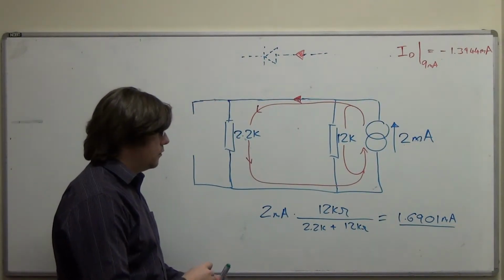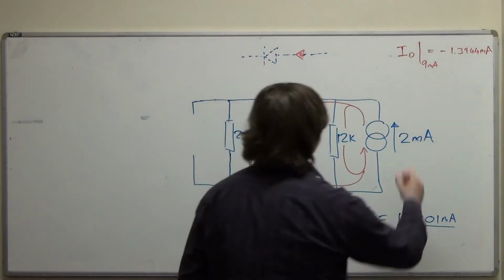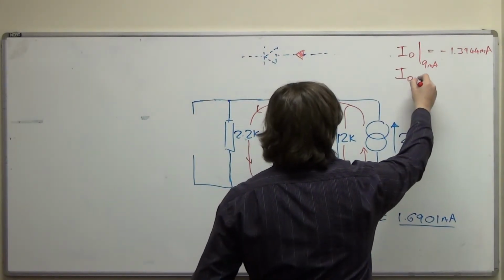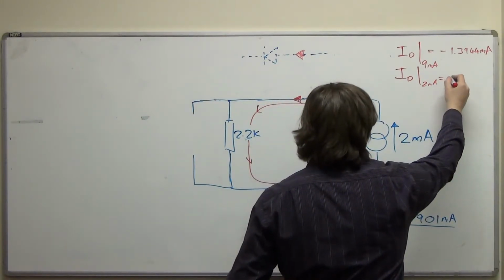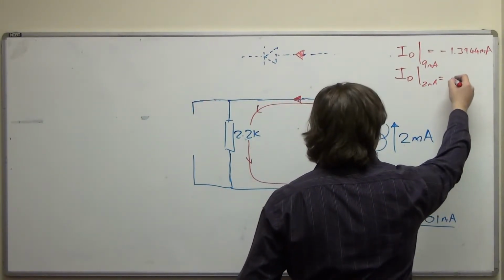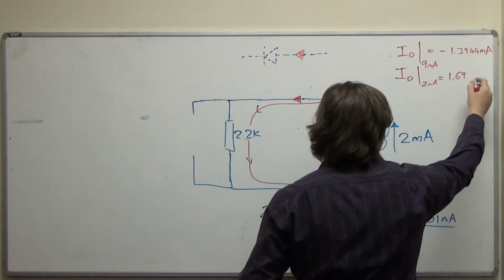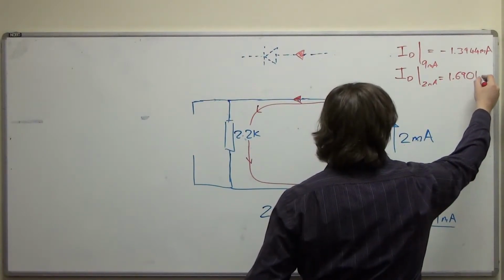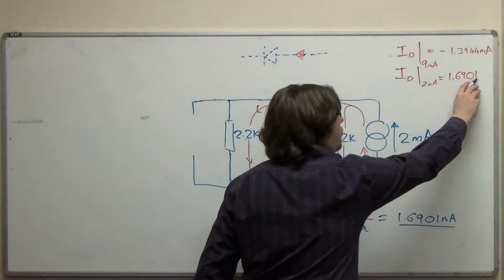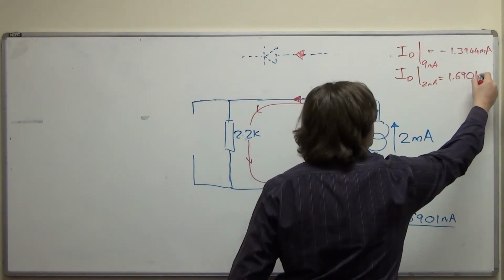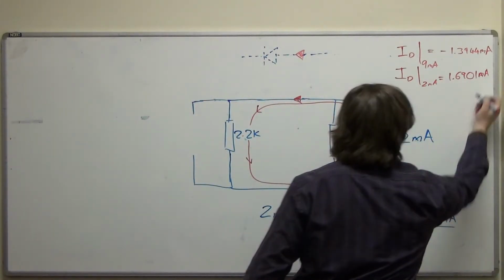So 1.6901 milliamps is positive. So I've got ID due to the 2 milliamp source is plus, but I don't have to write plus because we assume plus if it doesn't say minus, 1.6901. How does it round? It rounds down because the next digit is a 4, which means it doesn't round up. So milliamps. Sorry, it's not a very good M. Milliamps, there we go.